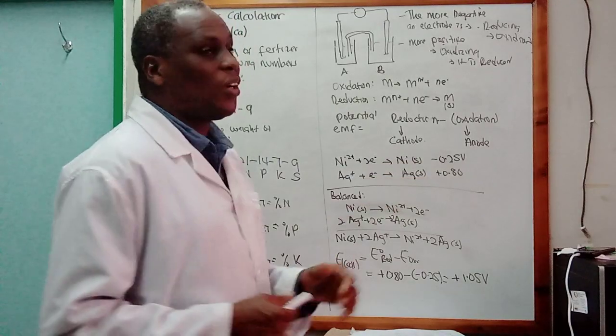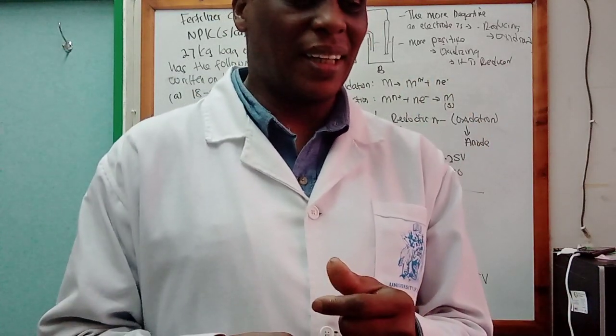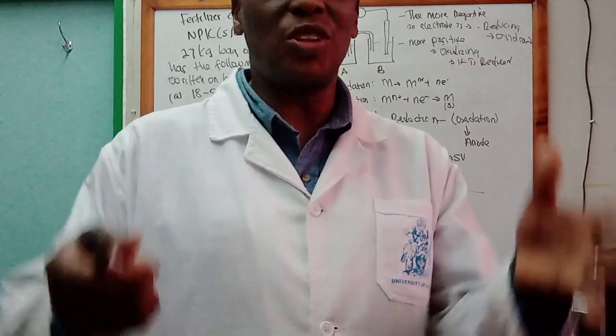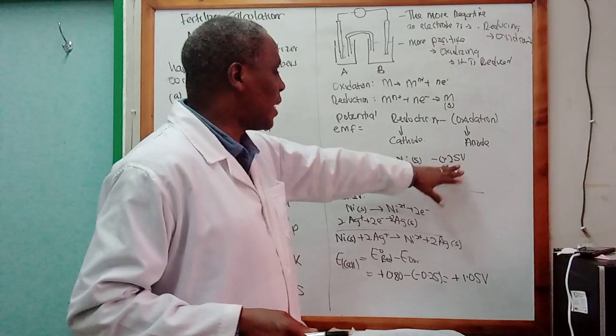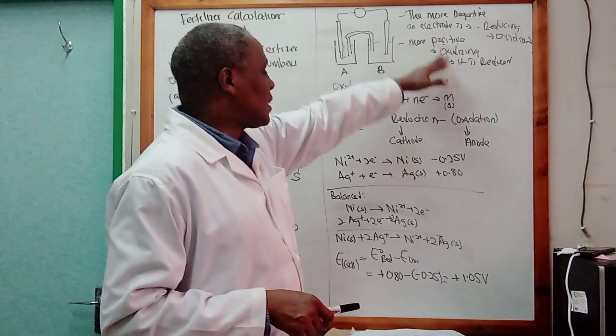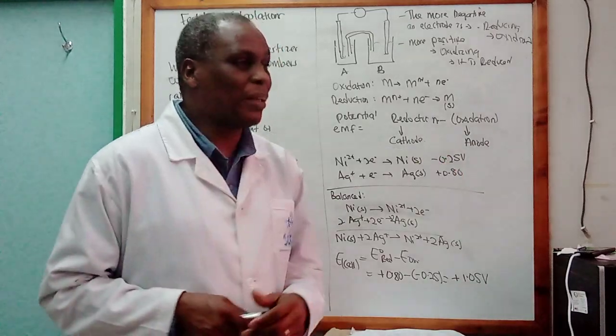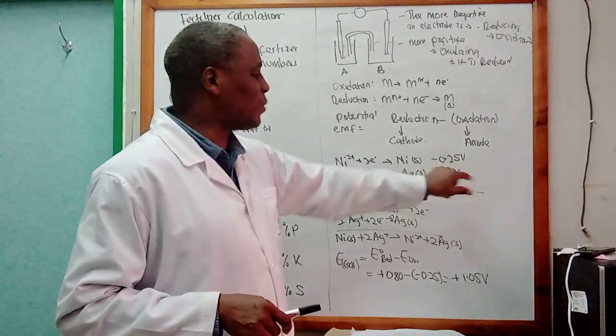So what you have in the lecture, you'll see something called a reduction potential. So the figures like this, they are gotten from that table here. All that you need to know is that out of this one, like in this case, you've been given two figures. One is negative, one is positive.